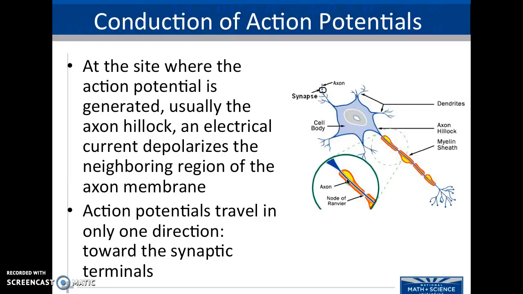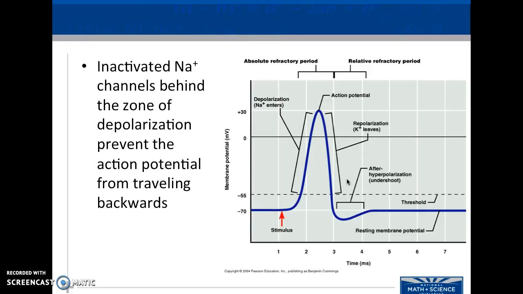How does this action potential get conducted? Essentially what happens is at the site of the axon hillock, which is the connection of the cell body to the beginning of an axon, an electrical current depolarizes one area, and then it starts moving along the axon, and it only moves in one direction. It moves from the cell body towards the synaptic terminals.